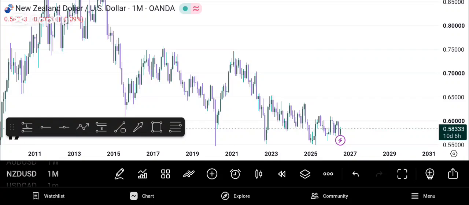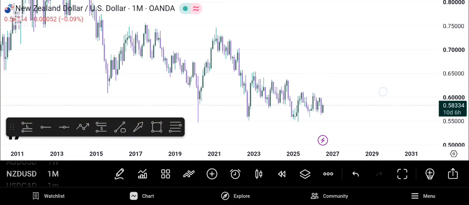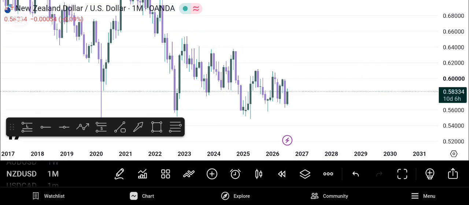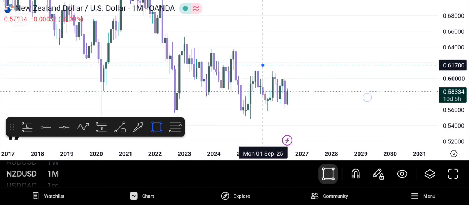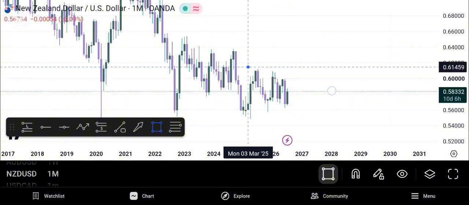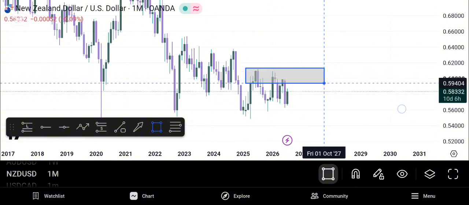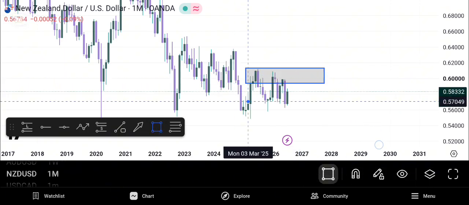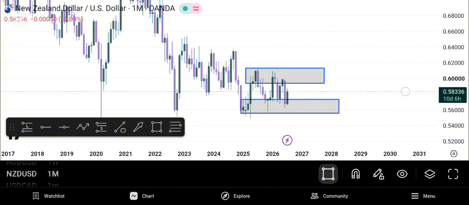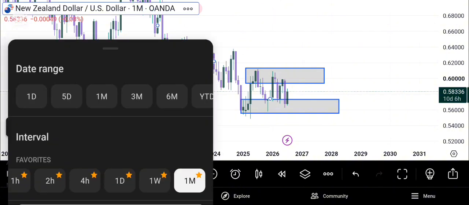So let's analyze NZDUSD, that's the New Zealand dollar against the US dollar. What we can notice from the monthly time frame is that price is falling. Price has been falling for a very long time, but we can also notice that there's been a range on the monthly time frame between this level and that level. So NZDUSD is currently ranging on the monthly time frame.